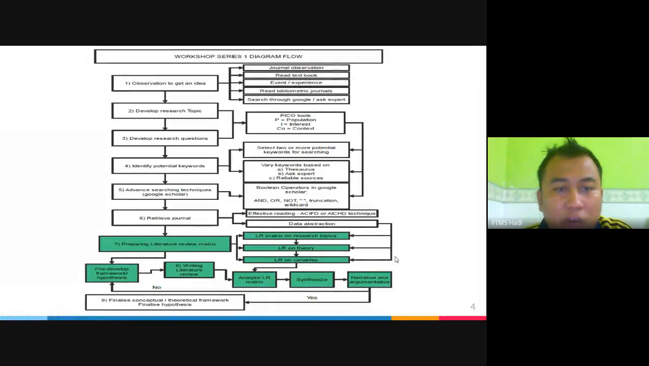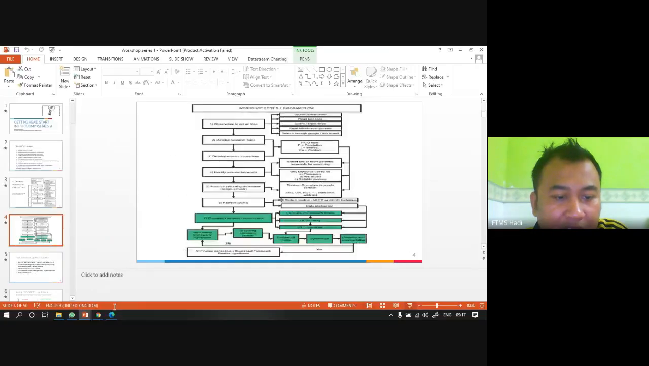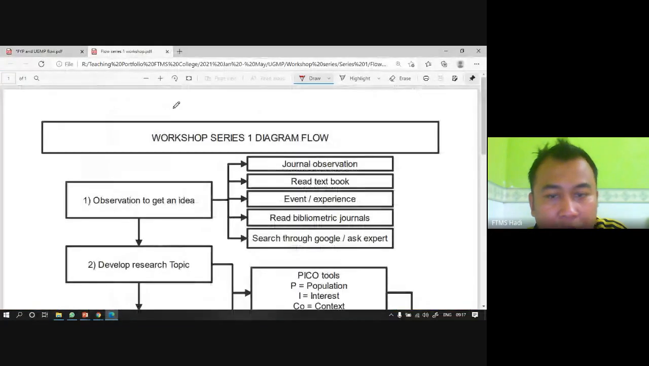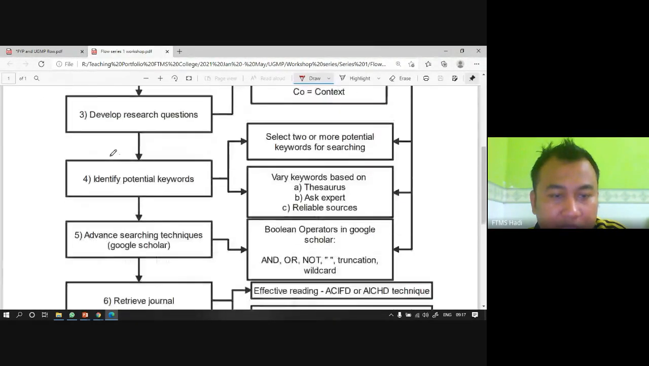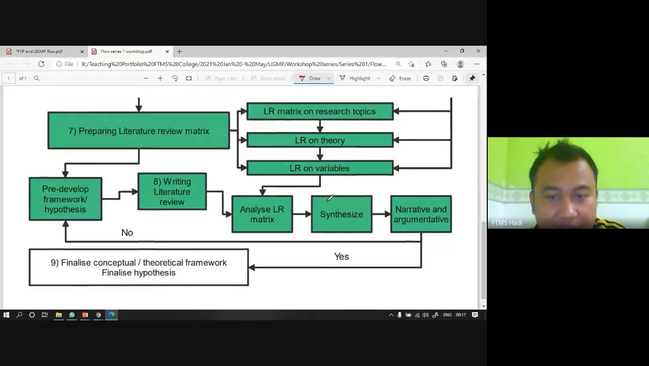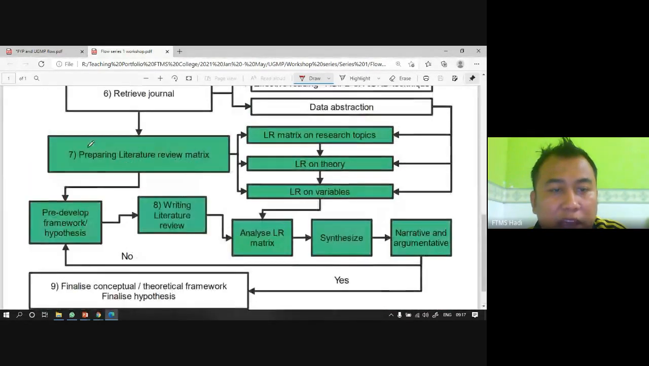Okay, the diagram flow. This is the overview of the diagram flow. I will also provide it in the notes, and I will email it to you or share it with you later on. While I'm teaching, it is based on the process that's highlighted here. As you can see, I'm highlighting this in green color because this is a recurring process.